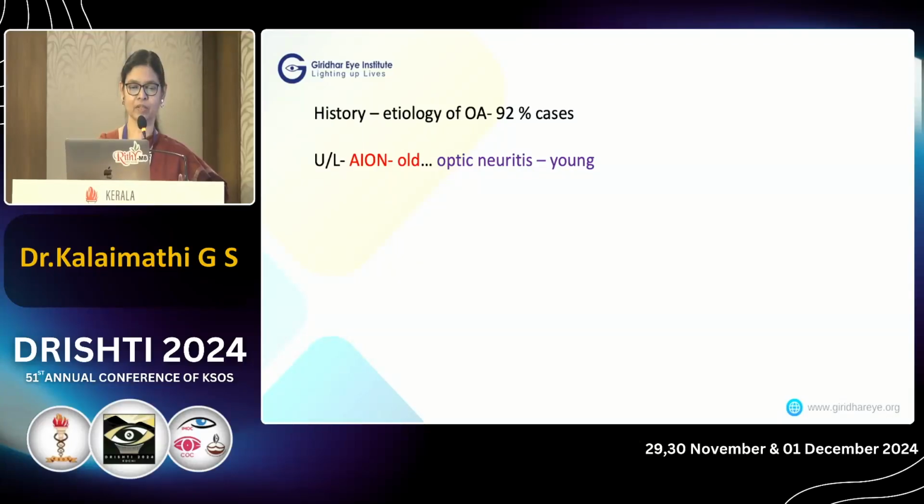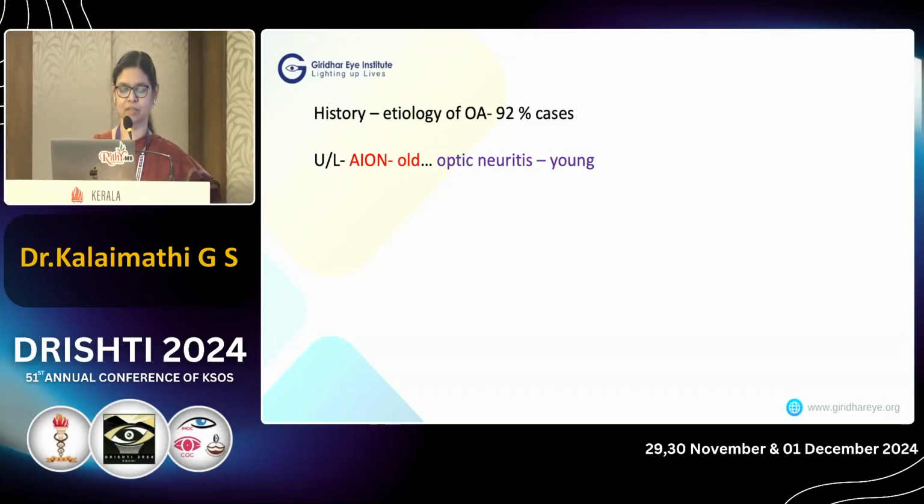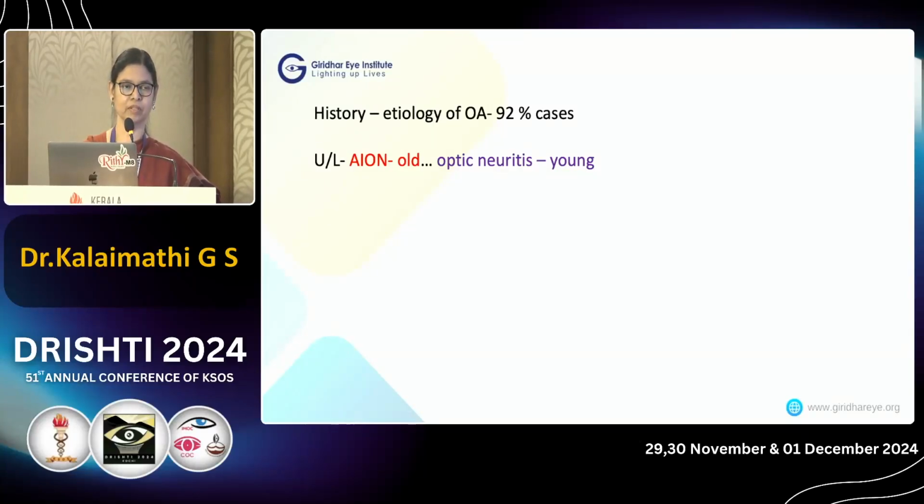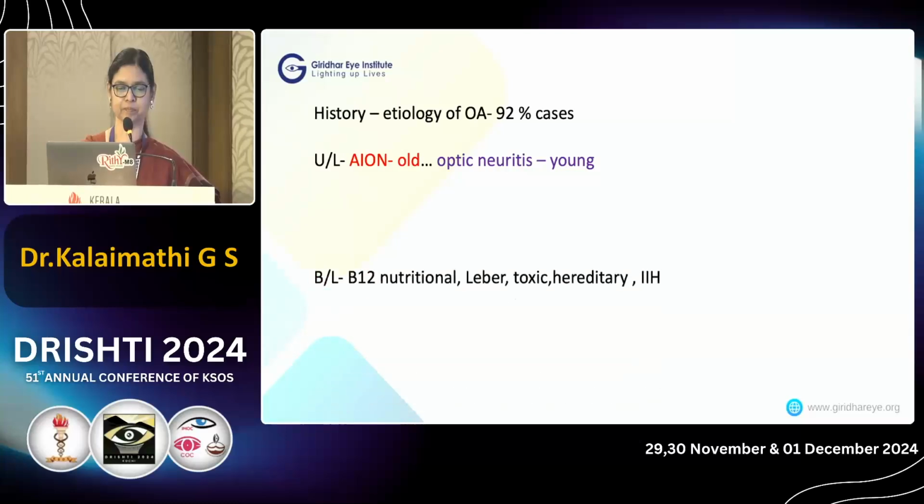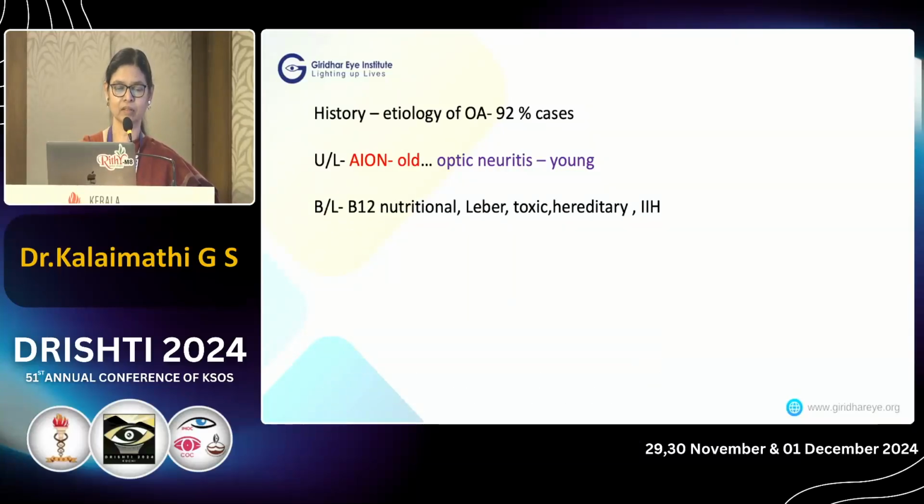If the optic atrophy is unilateral and the patient is young, the cause for the optic atrophy is optic neuritis, that is inflammatory. And if it is a unilateral optic atrophy and the patient is relatively old, the cause could be anterior ischemic optic neuropathy. And if it is bilateral, the cause could be nutritional, Leber's, toxic, hereditary, or because of idiopathic intracranial hypertension.